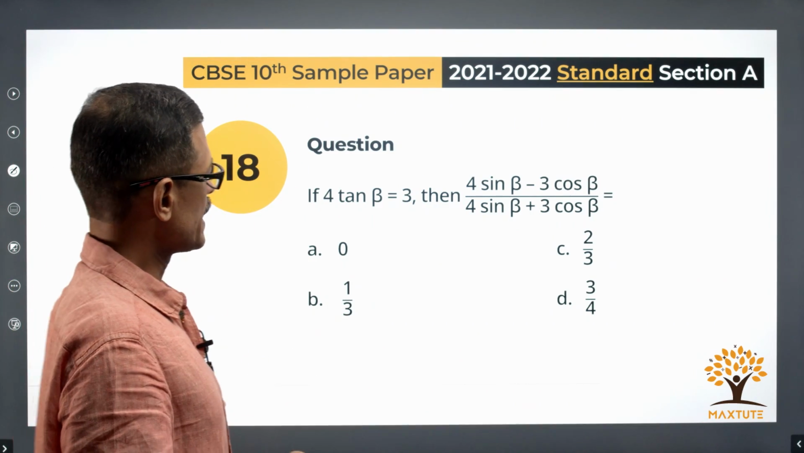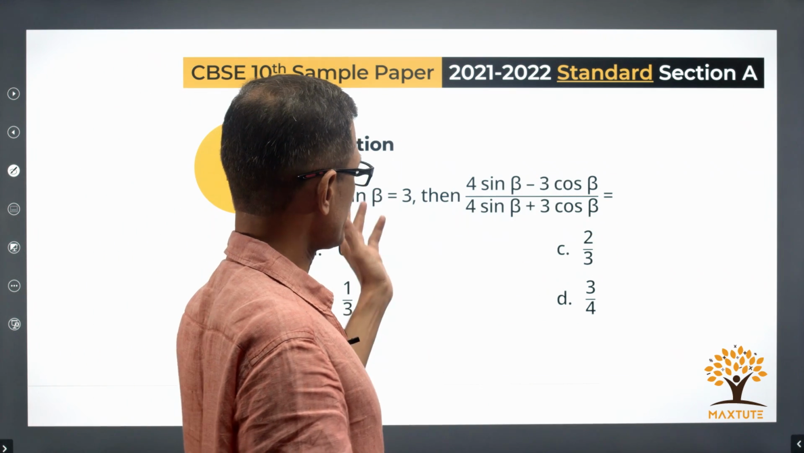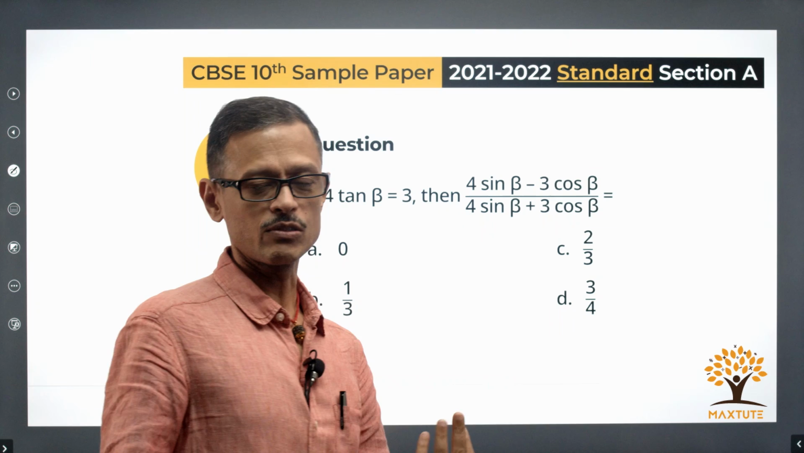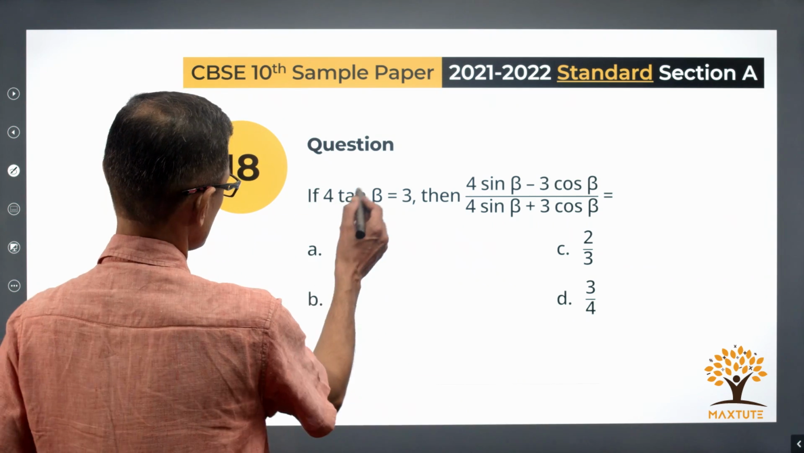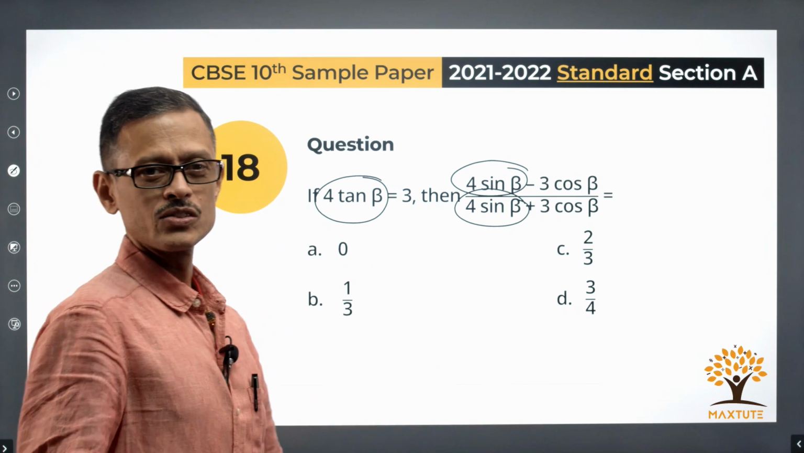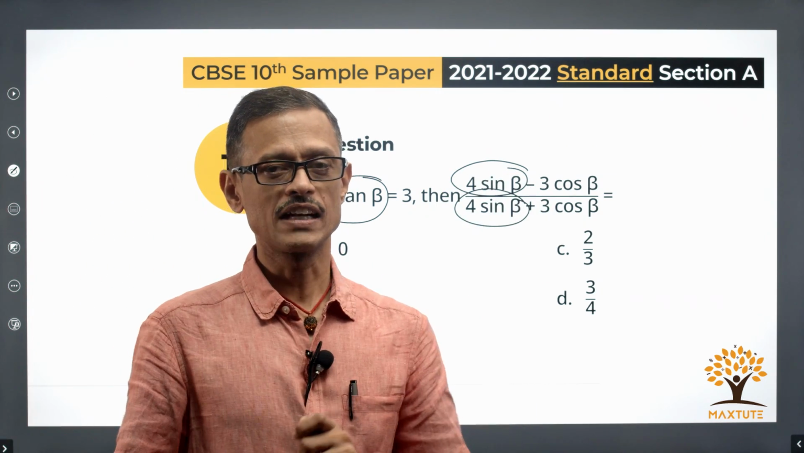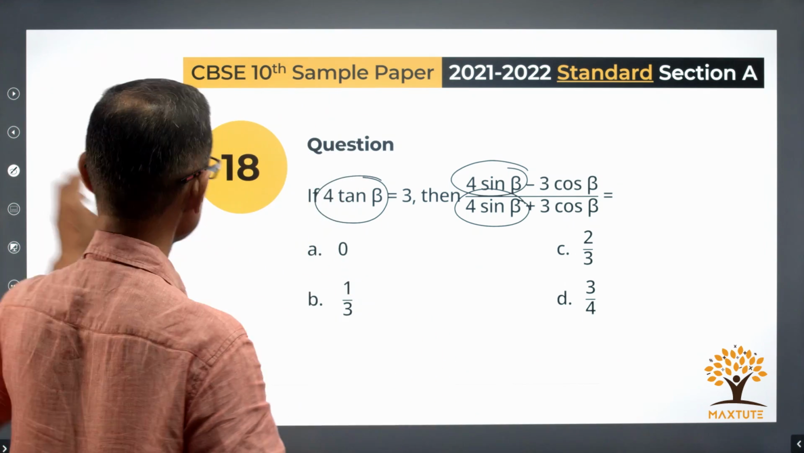If 4 tan beta is equal to 3, then what is 4 sin beta minus 3 cos beta divided by 4 sin beta plus 3 cos beta equal to? See, the clue comes from the fact that we got a 4 tan beta here and we got a 4 sin beta in both these expressions. So quickly what we'll do is, we'll divide both the numerator and denominator of the expression, for which we have to find out the value, by cos beta and see what we get, right?